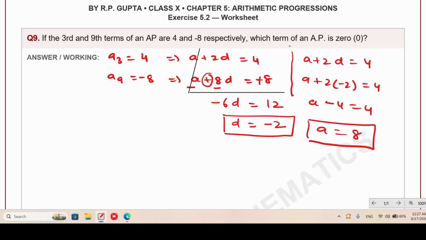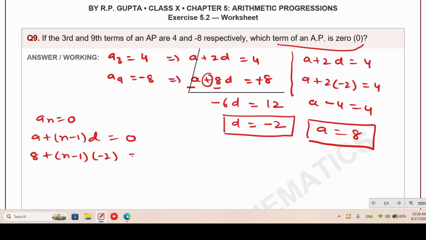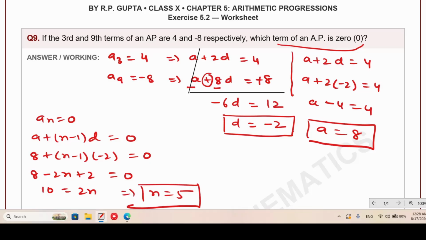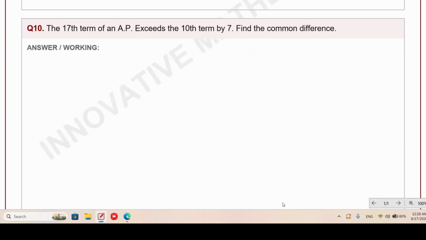Now what do we need? It asks which term is 0, meaning the value of An is 0, meaning A plus n minus 1 into D is equal to 0. Putting the value of A and D, we will get n. A is 8 plus n minus 1 into D, which is negative 2, equal to 0. So 8 minus 2n plus 2 is equal to 0. So 10 is equal to 2n, that implies n equals 5. So the fifth term is 0. Clear? Let's come to the next question.